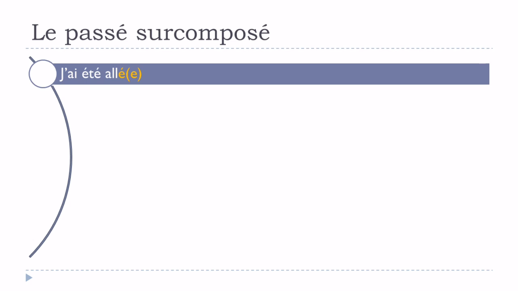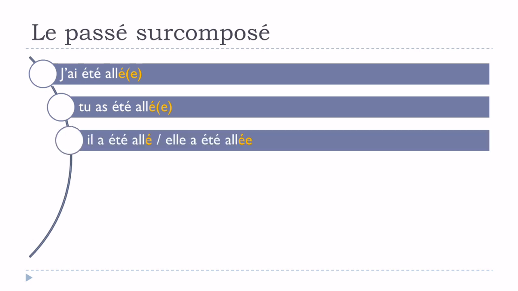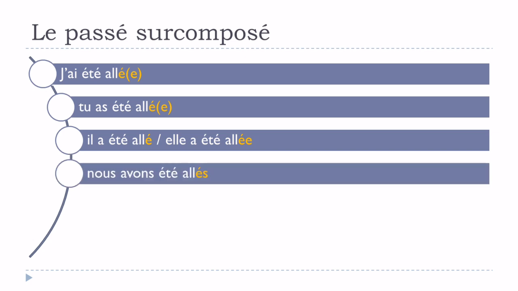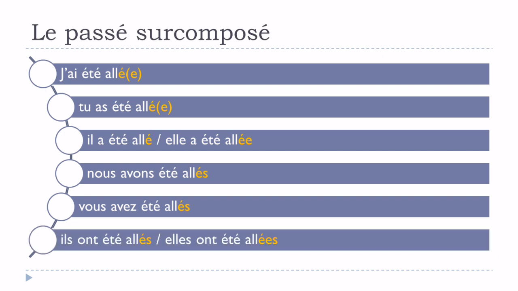So if we put the full form, j'ai été allé, okay, with the option of the feminine. Tu as été allé, option of the feminine as well. Il a été allé, so in that case, it's the masculine form. Elle a été allée, and here it's the feminine form. Nous avons été allés, so you put the plural at the end. Vous avez été allés. Ils ont été allés, okay, and in that case you've got the plural only, so masculine, because you don't have anything else, and then elles ont été allées, here you get the feminine plural, so e and S.